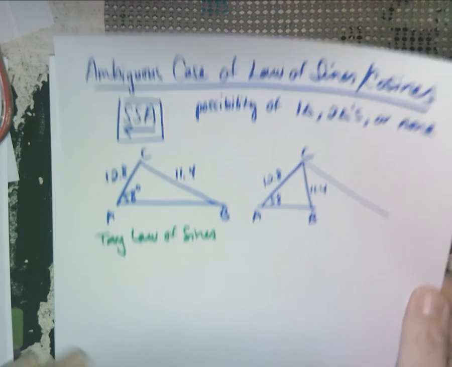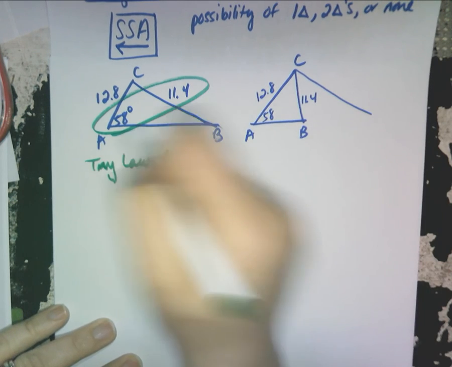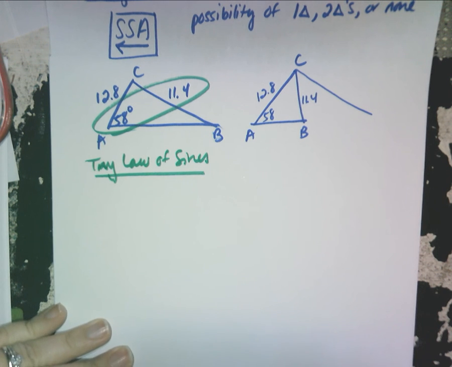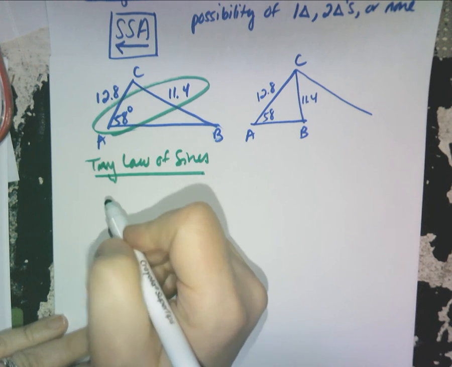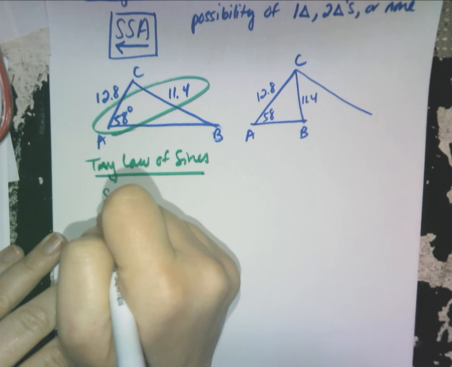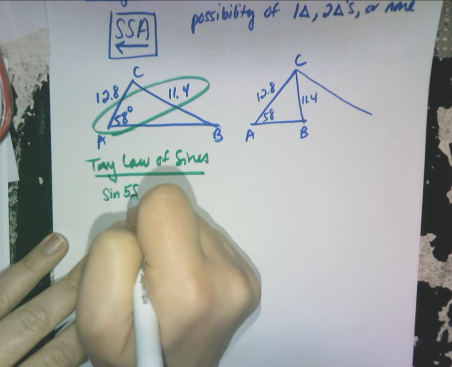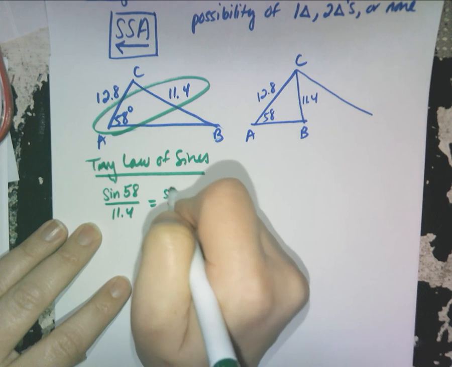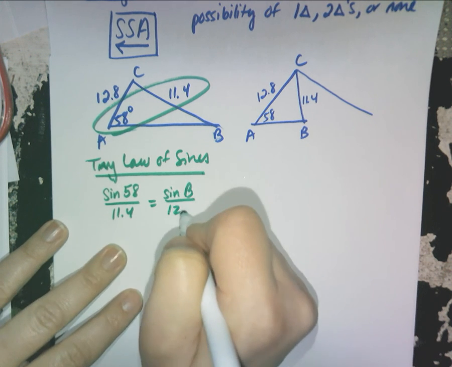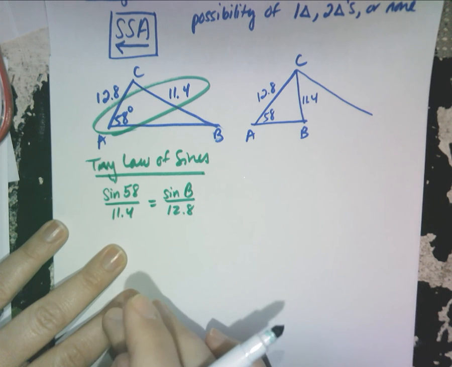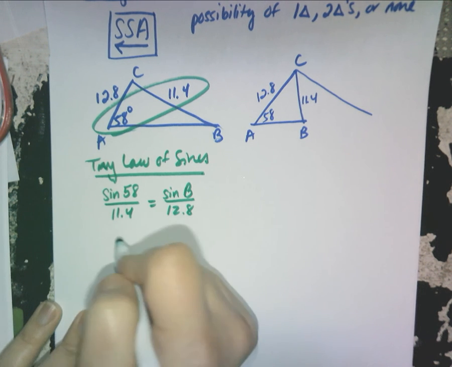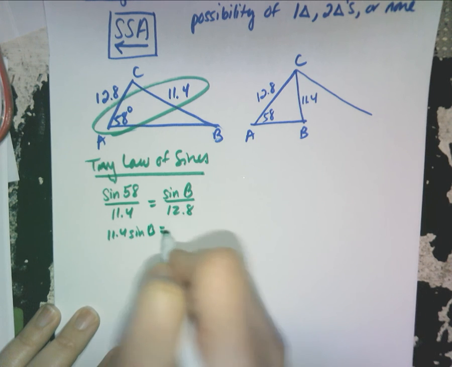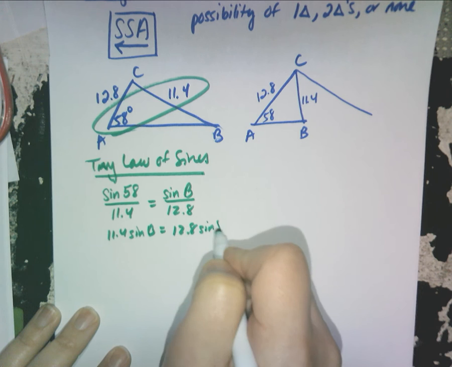Law of sines. So we're going to write what? What's the law of sines say? Go back to what you did on homework on Friday. What over what? Sine of 58 over 11.4 is equal to, let's find B, sine of B over 12.8, right? This is what we did. All right, we crisscross multiply. You'd get 11.4 sine B equals 12.8 sine 58.